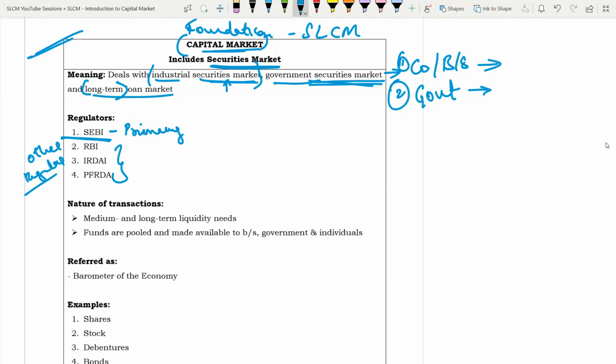What is the nature of transactions that take place in the capital market? It is medium and long-term liquidity needs, and the funds are pooled and made available to businesses, governments, as well as individuals. The money is pooled in from the investors, and whatever money is accumulated is invested in business and government bonds or government securities, so that funds are made available to them, and later the returns are given to the investors.